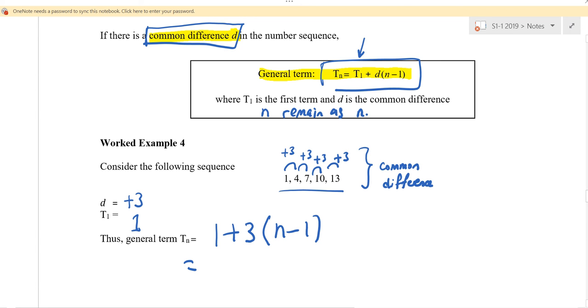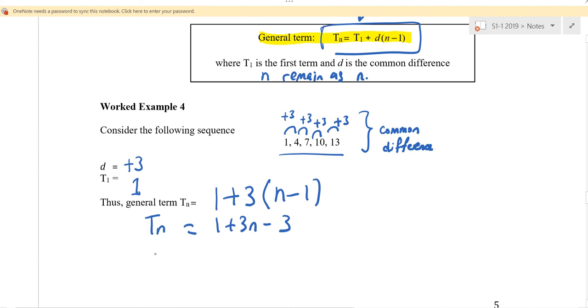Xingjie, what is the next step? Expand. How do I expand? 1, don't touch. 3 times N gives you 3N. 3 times minus 1 gives you minus 3. So you write down term N equals to 1 plus 3N minus 3.